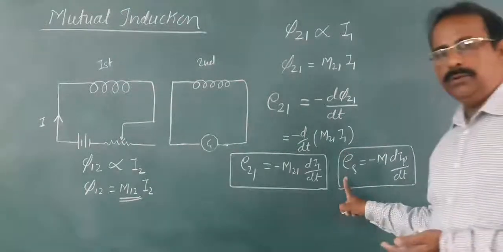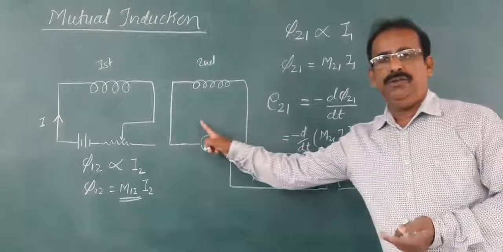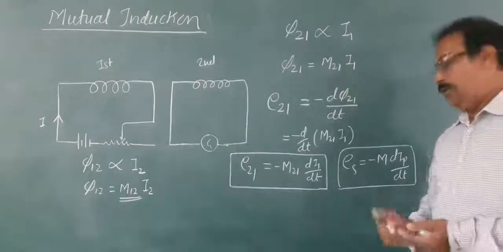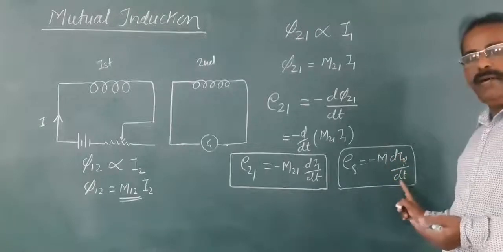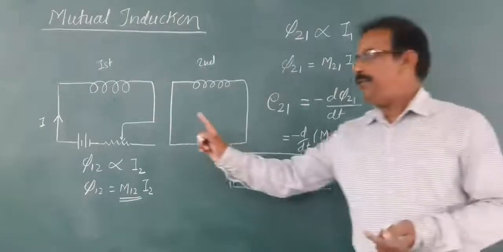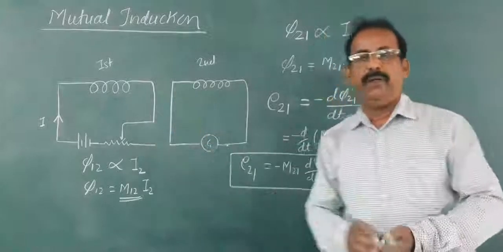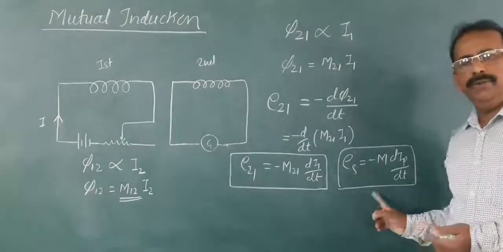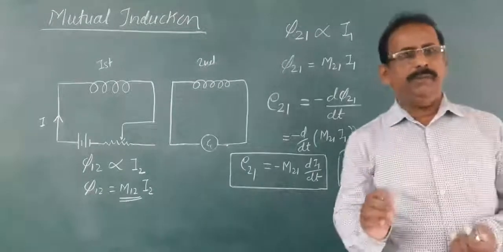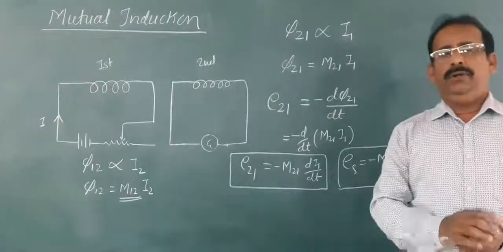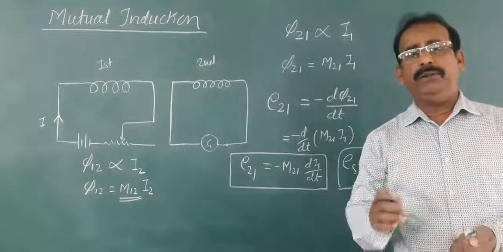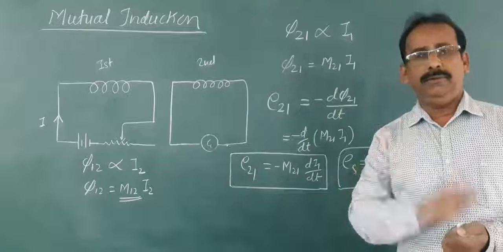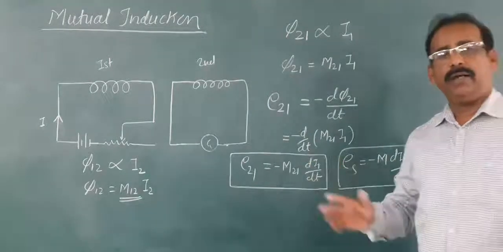ES is what? The EMF induced in the secondary coil. And what is this dIP by dt? It is the rate of change of current passing through this primary coil. Same equation you can write like this, by taking M21 equal to M. You will get M21 equal to M12 equal to M in case of symmetry, meaning when two coils are identical.